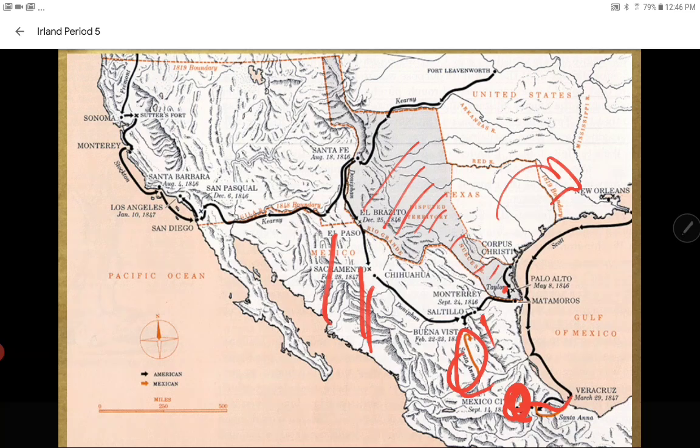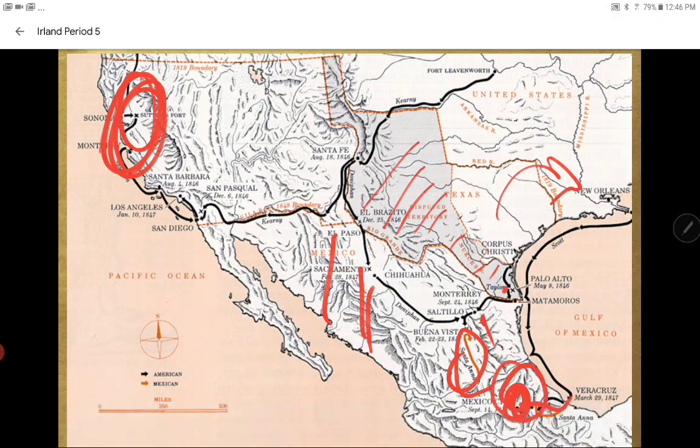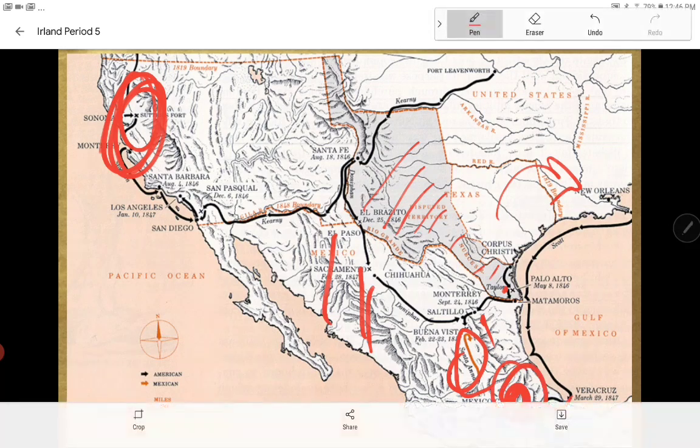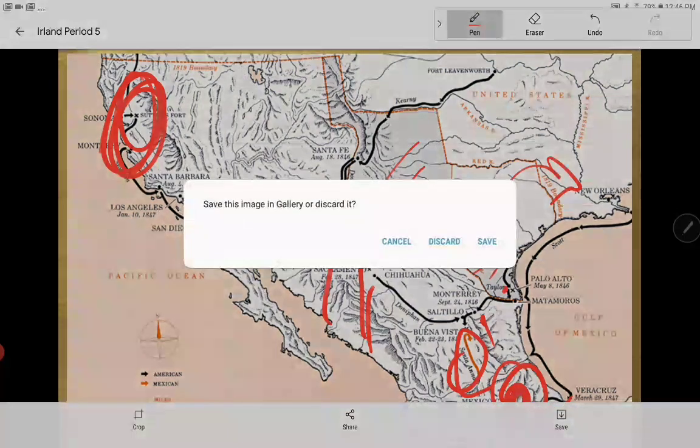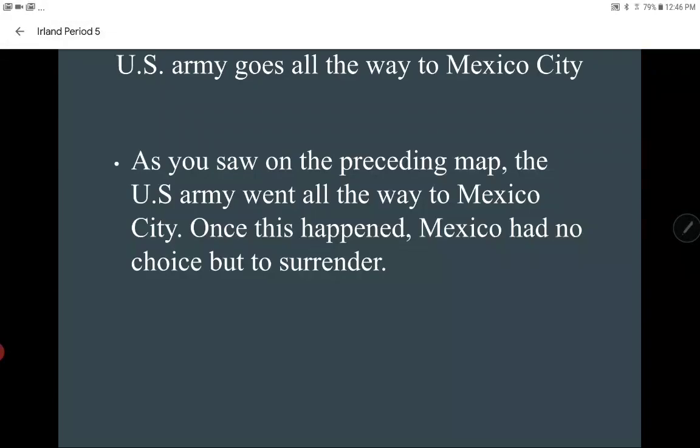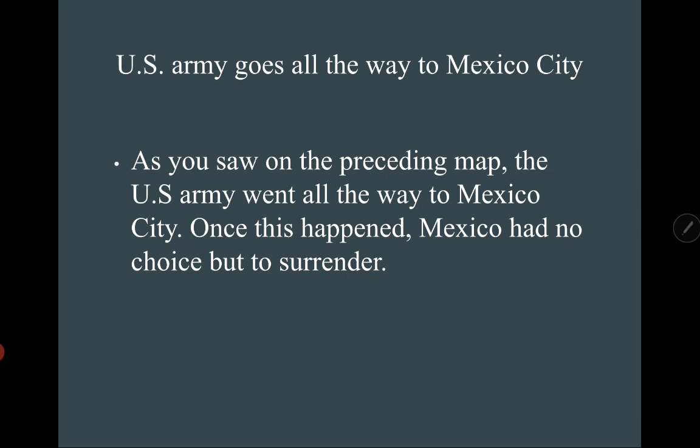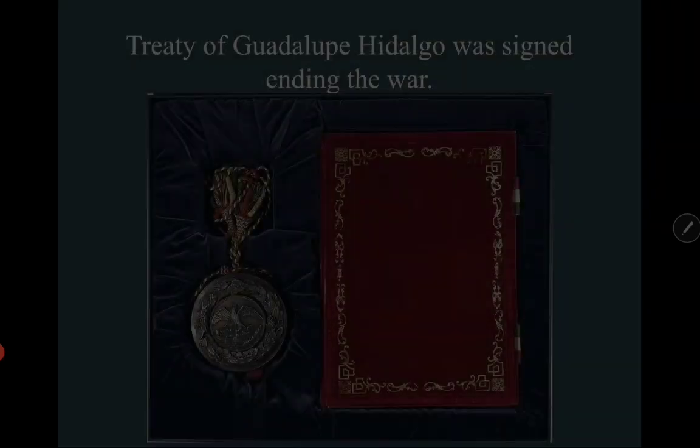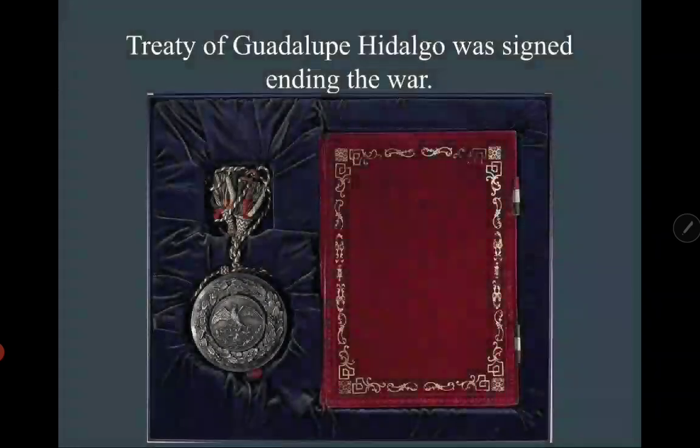Now, we are also going to attack California at the same time. So we're attacking California. We're attacking Mexico City. This is not just about Texas. This becomes about much, much more. So when we do this, we make it all the way to Mexico City, and Mexico has no choice but to surrender, right?